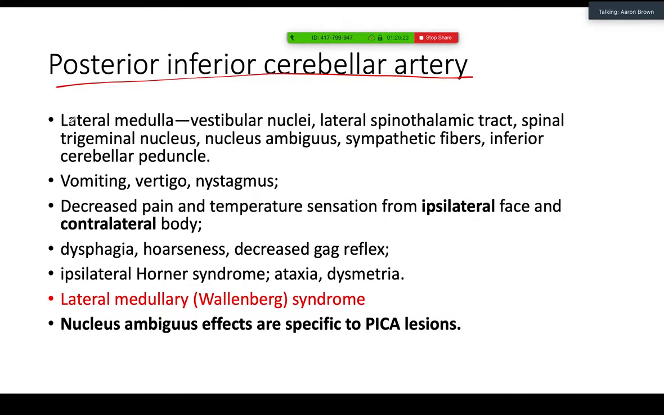What's in our lateral medulla? Well, we have vestibular nuclei. Vestibular nuclei are important for our ability to maintain our being upright, or maintain our position in space. Lateral spinothalamic tract, okay, so that's our pain, itch, and temperature, right? Spinothalamic is pain, itch, and temperature from the opposite side of the body. We've already crossed over. Spinal trigeminal nucleus.